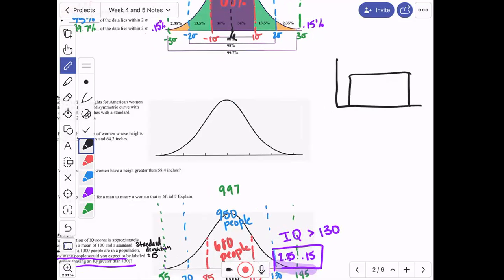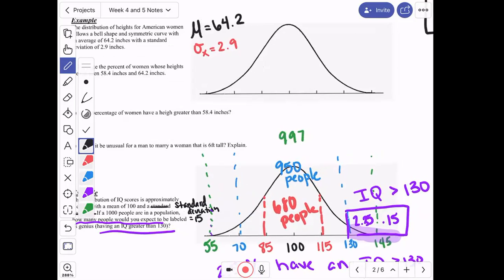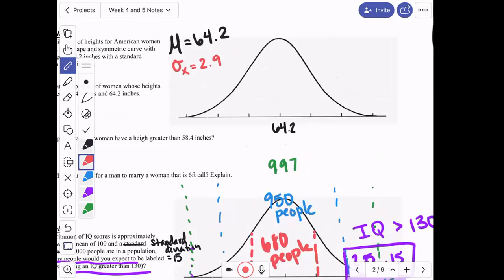So for this, they tell me that my mean, mu, is 64.2, and my standard deviation, sigma, is 2.9. The average deviation from the mean is 2.9. So what do I label first? The mean. Put the mean at 64.2. And then I'm going to add 3 standard deviations to the right, and subtract 3 standard deviations to the left.